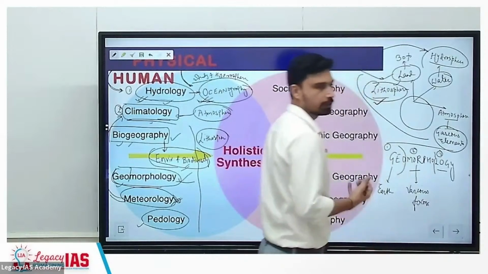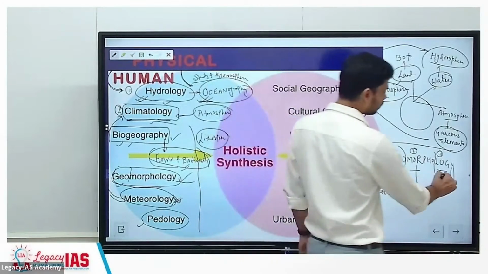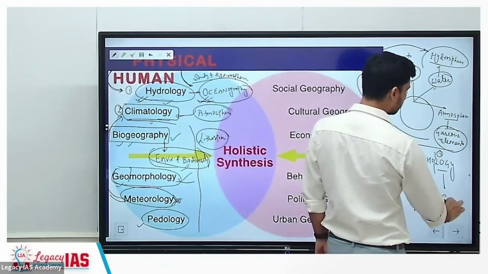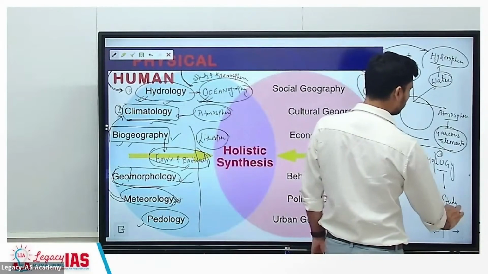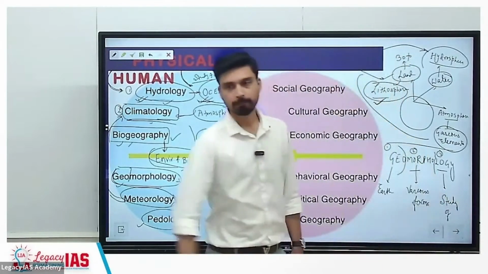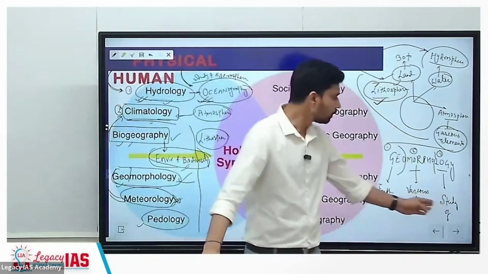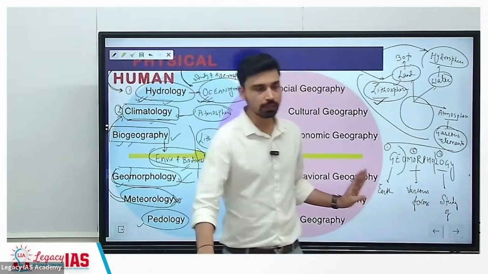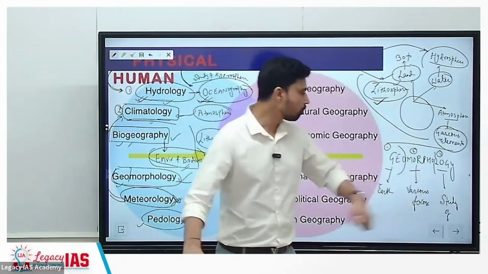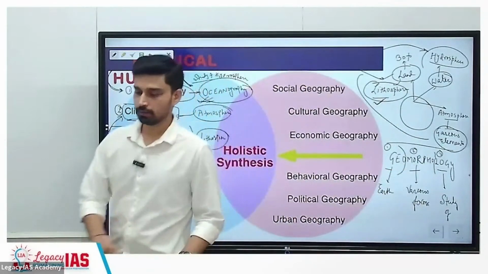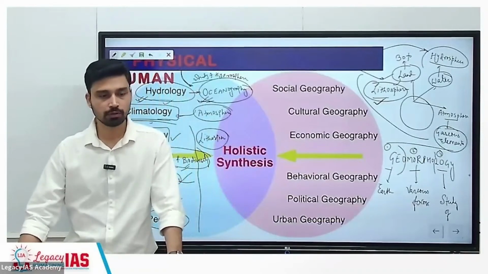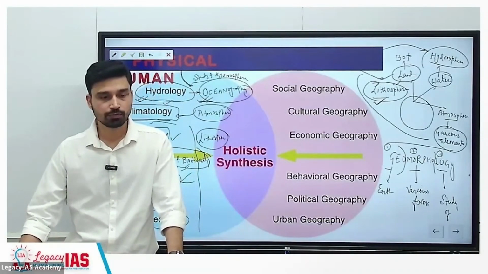Various forms, different forms. And logi comes from logos. Logos is what? It is study. Study of. So in simple way, how can we describe geomorphology? It is the study of what? Various forms of the earth. Okay, that is what it is. Geomorphology, that is study of various forms of the earth.